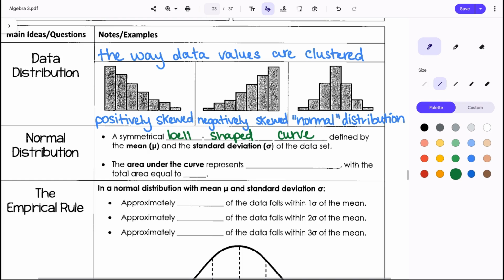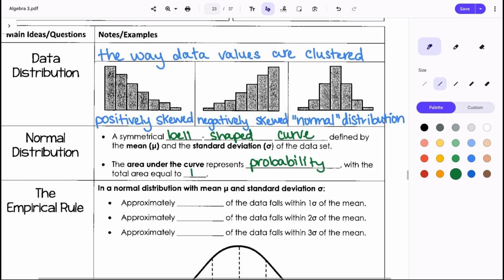And how we get to this point, how they describe what a normal distribution should look like, is using what we talked about yesterday with your mean and your standard deviation. Okay, when we look at a normal distribution or a bell curve, the area under the curve, so if I drew it on top of all my data points, the area underneath is going to be representing the probability, with the total area equal to 1.